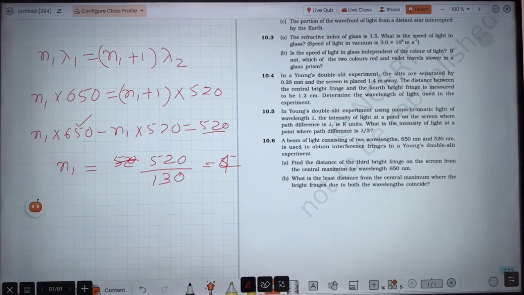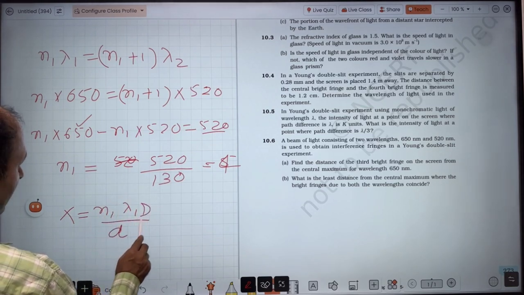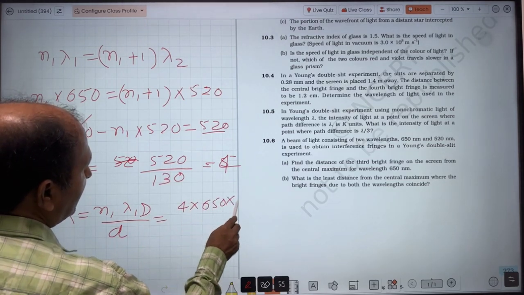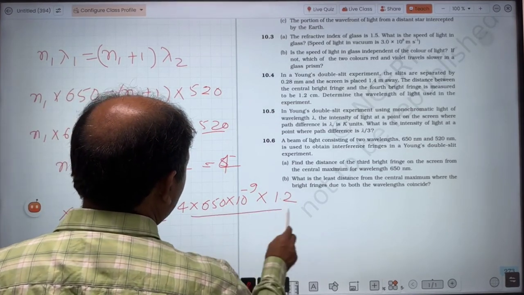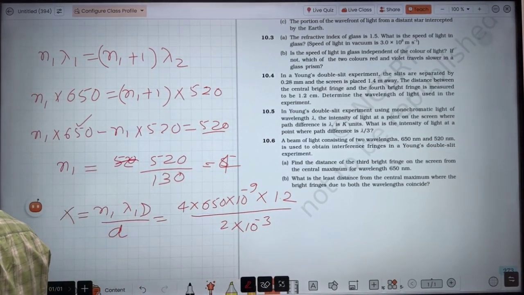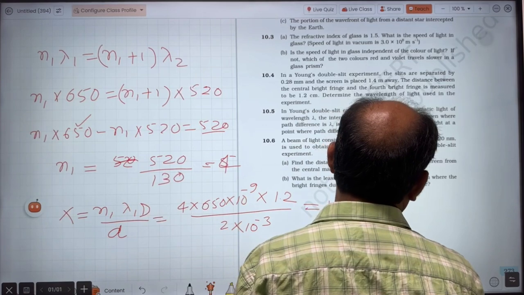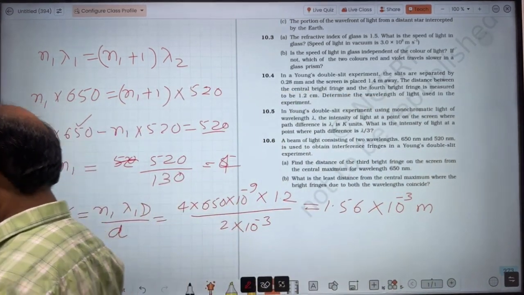So now we can evaluate x from either one. x was n1 lambda 1 D divided by small d. So n1 we have got as 4, lambda 1 is 650 into 10 to the power minus 9, D is 1.2, divided by small d which is 2 into 10 to the power minus 3. Now we can evaluate it to get x, that will be 1.56 into 10 to the power minus 3 meter. So this is our answer.